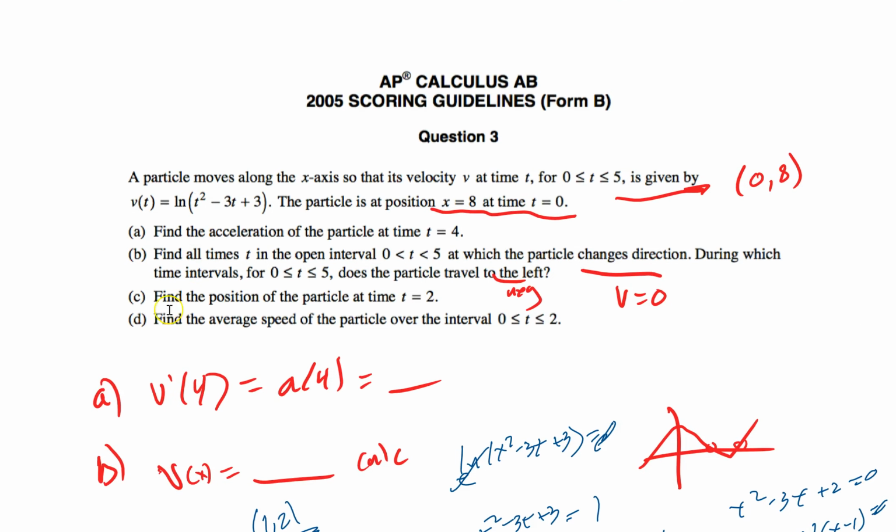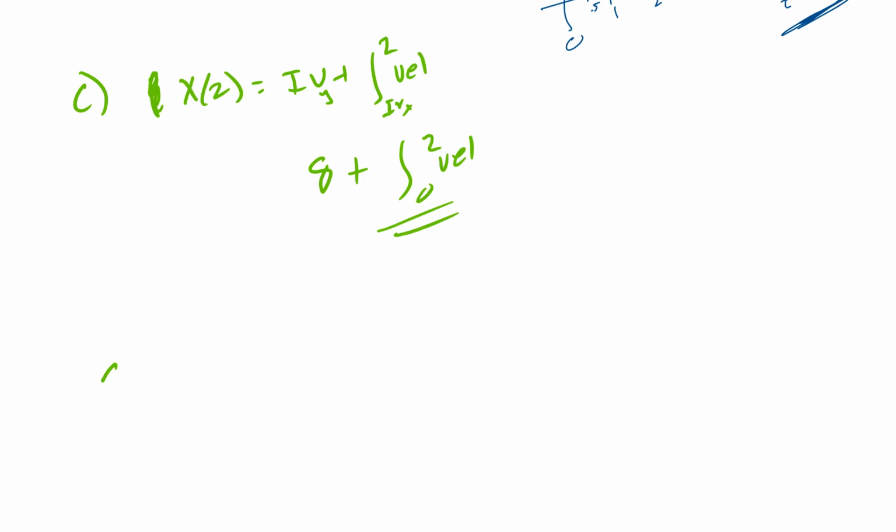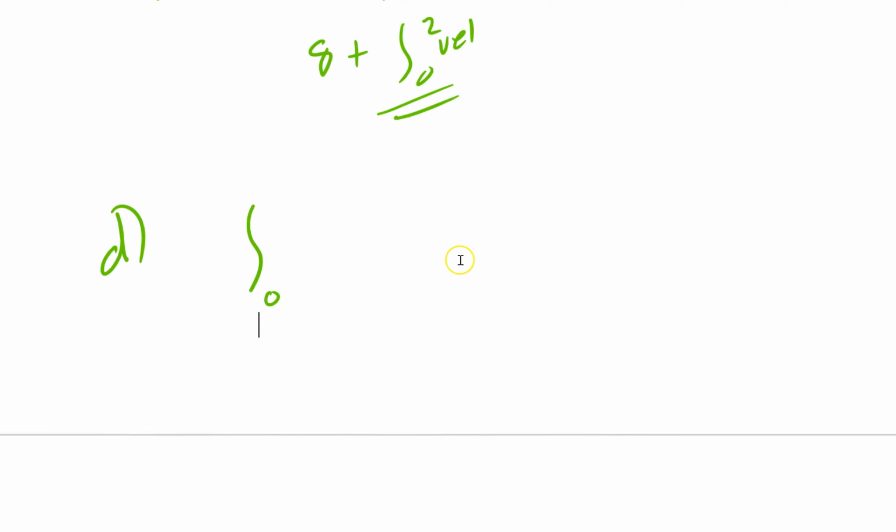D, last one. Find the average speed of the particle over the interval. So average speed. For average anything, you integrate from 0 to our value, 0 to 2. And then we're going to divide by the length of the interval. Now speed, I talked about a little earlier, is the absolute value of velocity. So that'll be my equation. Put that into your calculator, get an answer.